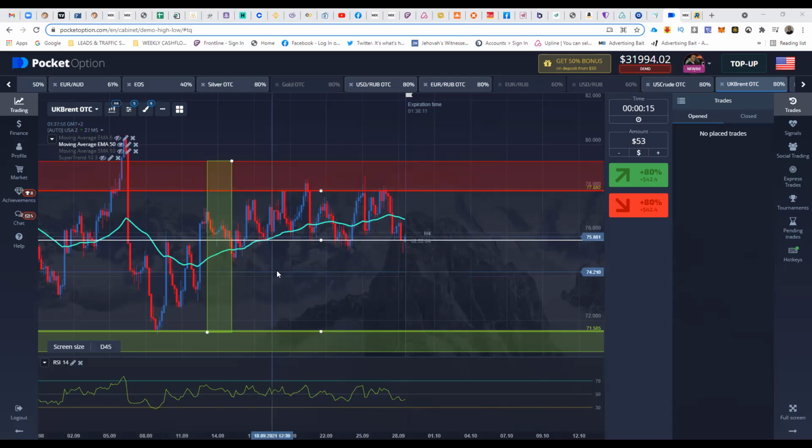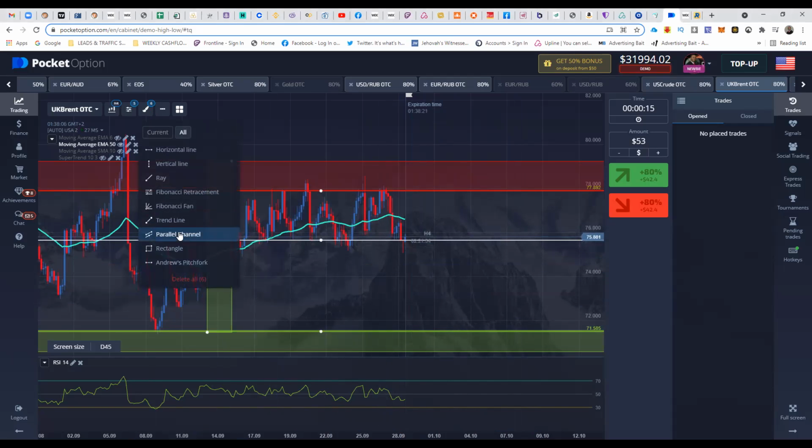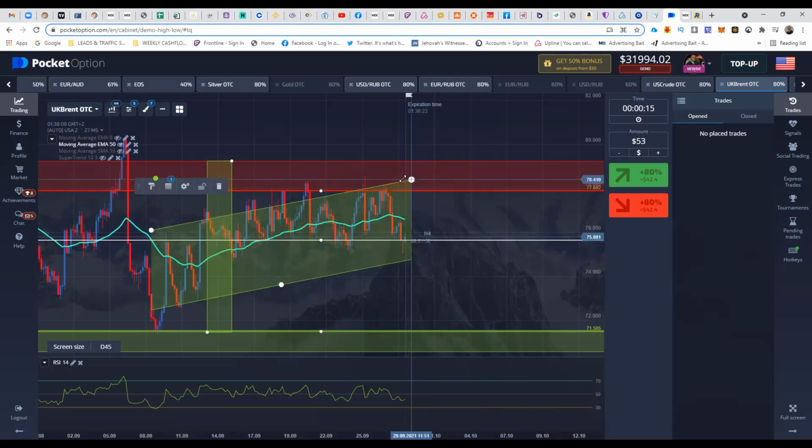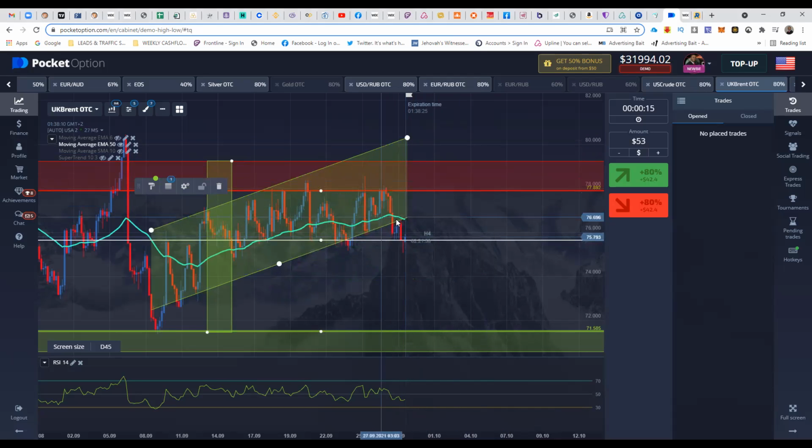So then the very next thing that I'm going to do is I'm going to actually figure out what is the overall trend. Now, if I draw a parallel channel, we can kind of see where price broke and retested this line, and it broke and retested the 50 EMA.